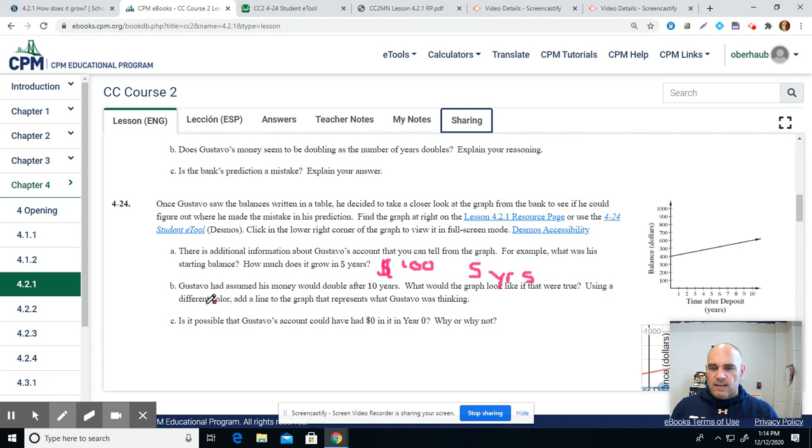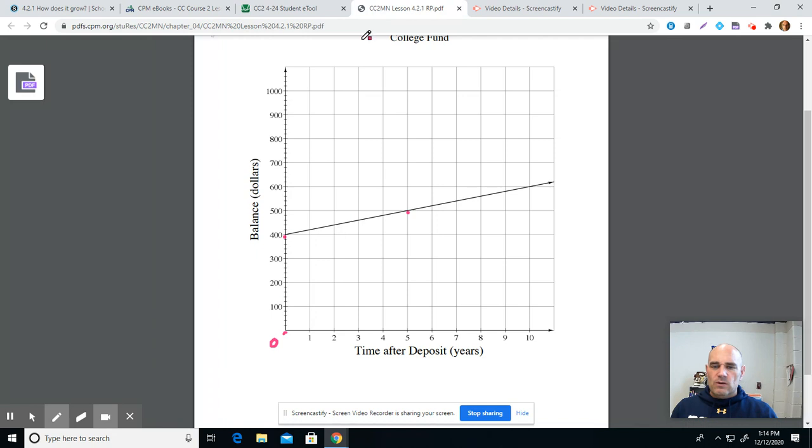Part B. Gustavo had assumed his money would double after 10 years. What would the graph look like if that were true? Use a different color and add a line to the graph to represent what Gustavo was thinking. So they want us to draw on here what it would look like if he was right about it doubling after 10 years. Because remember, he thought there'd be $1,000 after 10 years. So it would look something like this. I can go to 10 years. He thought there was going to be $1,000 in it. So I'm going to put that dot right there.